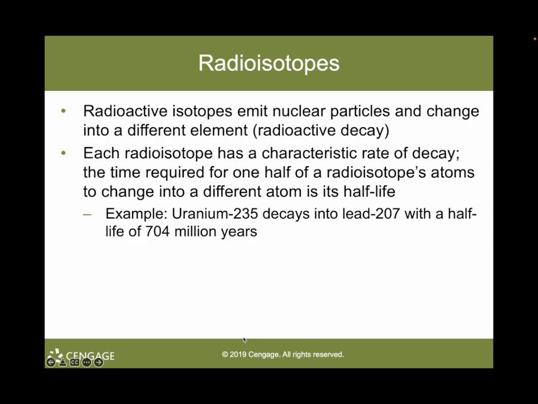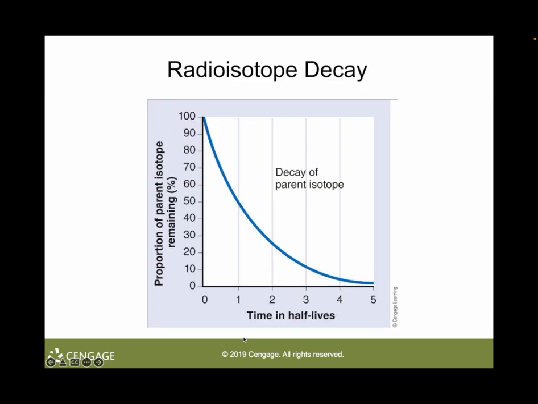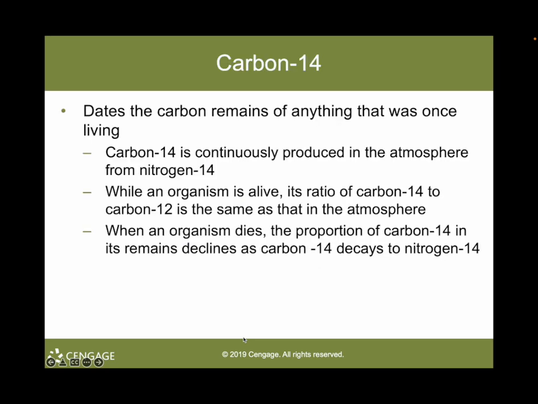Each radioactive isotope has a characteristic rate of decay, and the time required for 1/2 of a radioactive isotope's atoms to change into a different atom is its half-life. For instance, uranium-235 decays into lead-207 with a half-life of 704 million years. Given this, the age of fossils can be determined. I won't go through the part on carbon-14 at this very moment.